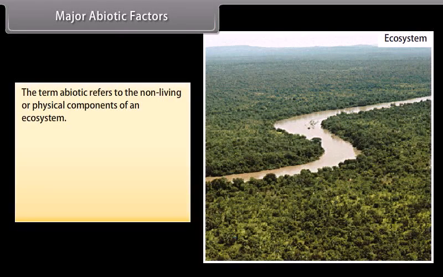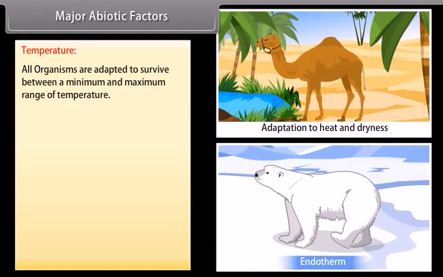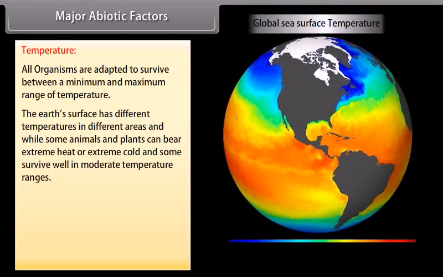Major abiotic factors. The term abiotic refers to the non-living or physical components of an ecosystem. These are temperature, water, light, soil. Temperature. All organisms are adapted to survive between a minimum and maximum range of temperature. The Earth's surface has different temperatures in different areas.